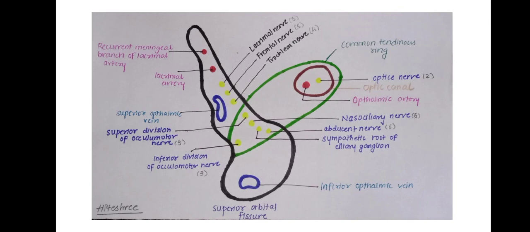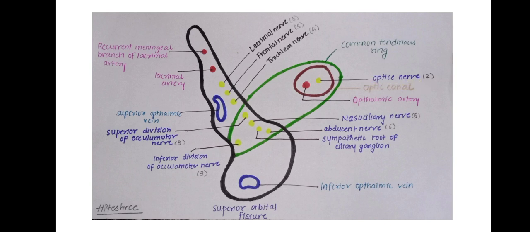You can see in the figure, the black color structure denotes the superior orbital fissure. It is present in the sphenoid bone. It provides attachment to the common tendinous ring. Above the superior orbital fissure, there lies optic canal through which ophthalmic artery and optic nerve pass.